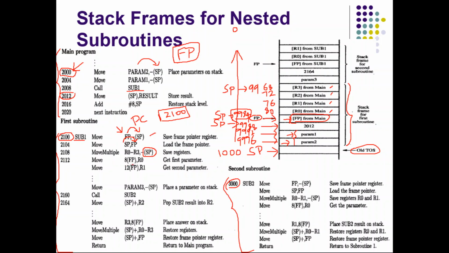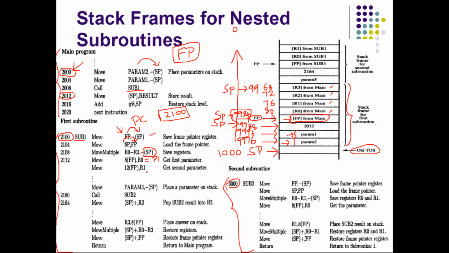Move 8 of FP comma R0. So what is 8 of FP? FP is 9984, plus 8 is 9992. 9992 contains what? Parameter 1. So this parameter 1 is now moved to R0. So now R0 will have parameter 1, I will call it P1. But the FP pointer is not changing, FP is still pointing to 9984.